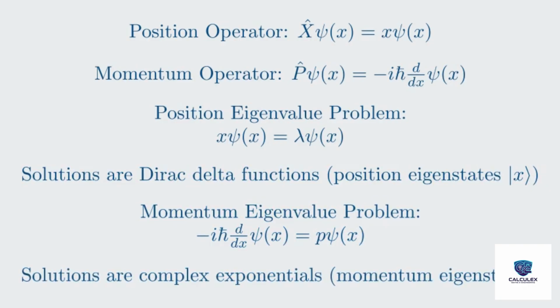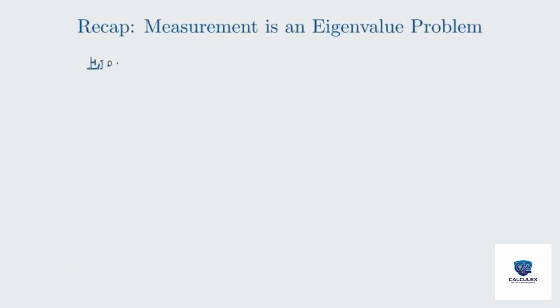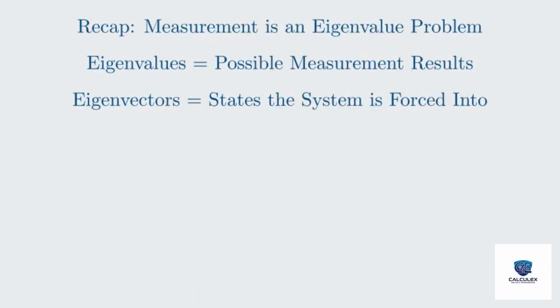The fact that the eigenvalues for momentum, p, can take any real value is why we can measure any real value for a particle's momentum. But it's still an eigenvalue of an operator. The principle is the same as with 2x2 matrices. So, to recap this crucial section, measurement is finding eigenvalues and eigenvectors. The eigenvalues are the possible results, and the eigenvectors are the states the system is forced into.